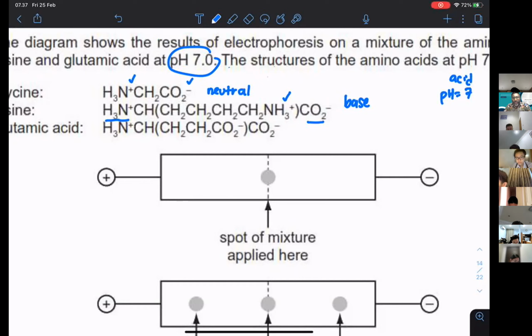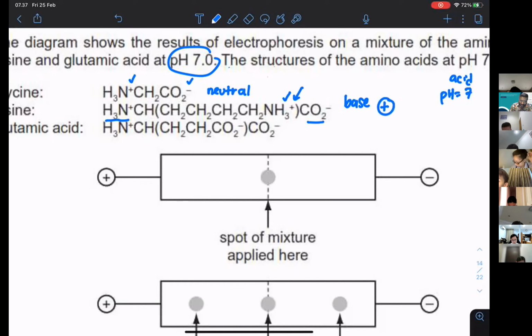So this one is going to be a base. Do remember, the moment the H+ comes over here, the zwitterion changes into a positive charge. Why? Because of this. So this is going to be a positive charge. It's a base and it's going to be positively charged.